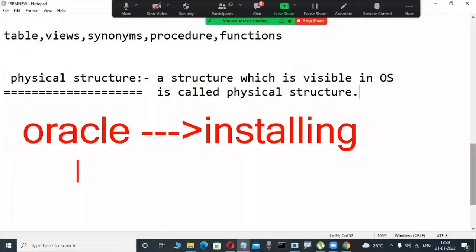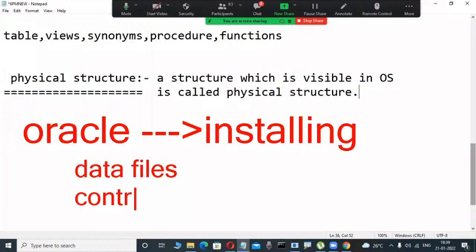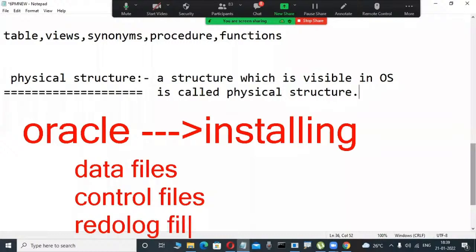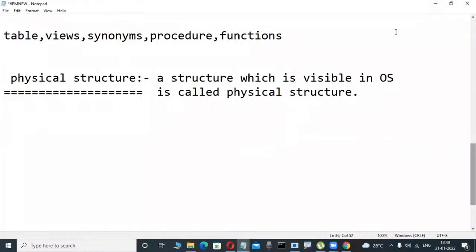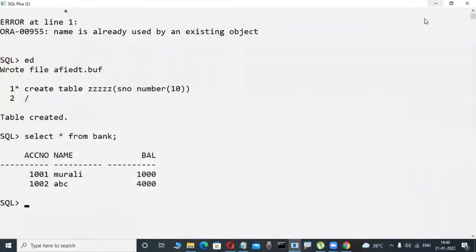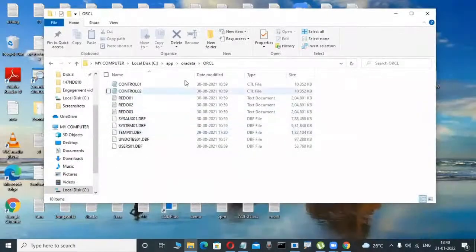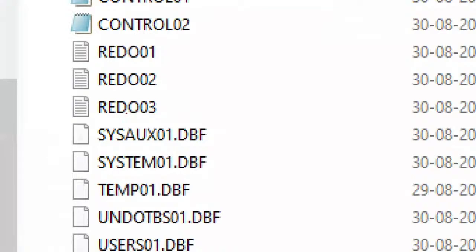Some physical files are created: data files, .dbf files, control files, and also redo log files. You don't have an idea about these yet. In the future, in the DBA concept, I'm giving just a rough introduction in our course. Observe here, whenever I install the Oracle software, some files are automatically created on the disk, in the C drive, D drive.